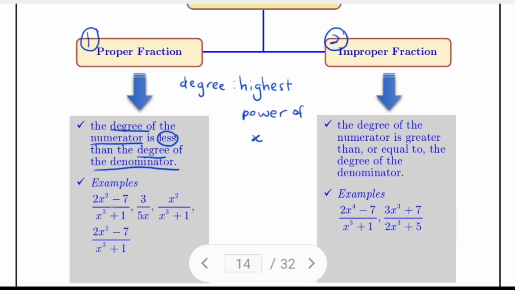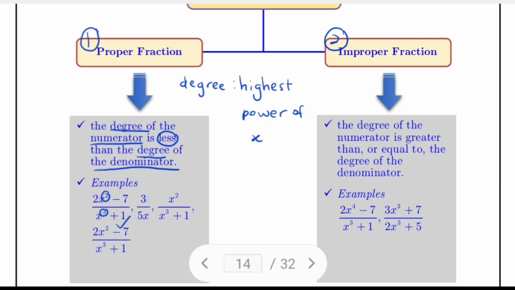Okay, so if you look at the example, 2x squared minus 7 over x cubed plus 1. In the numerator, the degree is 2, while in the denominator, the degree is 3. So degree in the numerator is less than the degree in the denominator. So 2x squared minus 7 over x cubed plus 1 is a proper fraction.